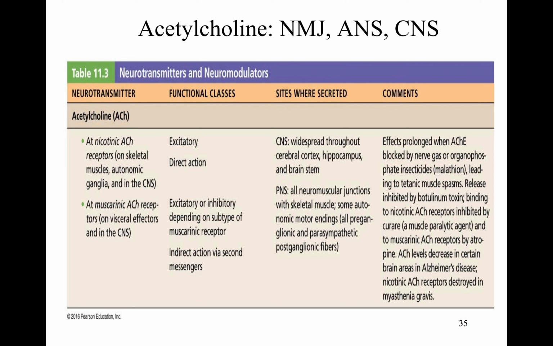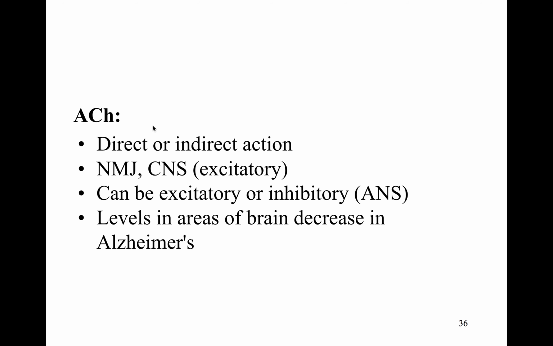Acetylcholine is also going to be present in our central nervous system. So it's a neurotransmitter that's released at neuronal synapses in the brain and the spinal cord. So it's located at the neuromuscular junction, which is a part of our somatic nervous system, the autonomic nervous system, and the central nervous system. We can classify neurotransmitters based on their mechanism of action, so if they act directly or indirectly, and we can also classify them as excitatory or inhibitory.